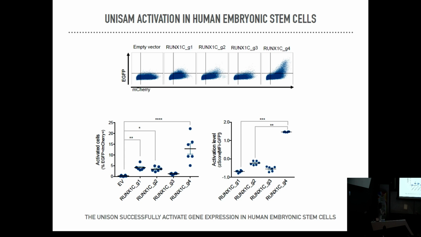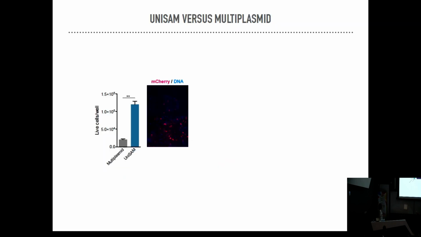So with this, you can really tune what you want to get. Let's say we need a cell fate which is driven by this level of expression, then you pick this guide. You want more, you pick the other one.